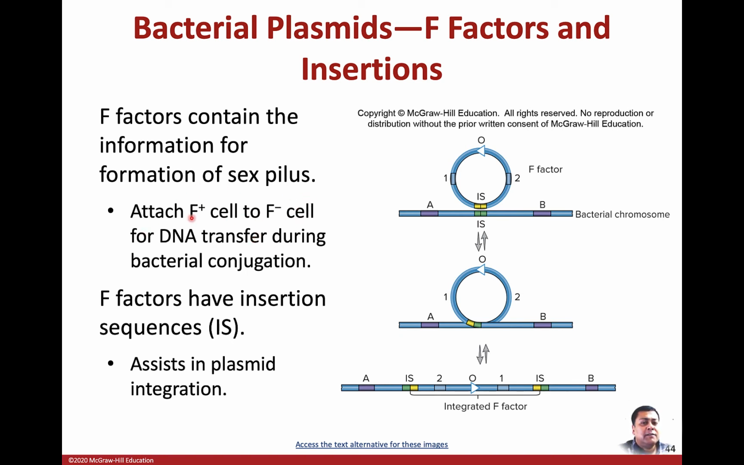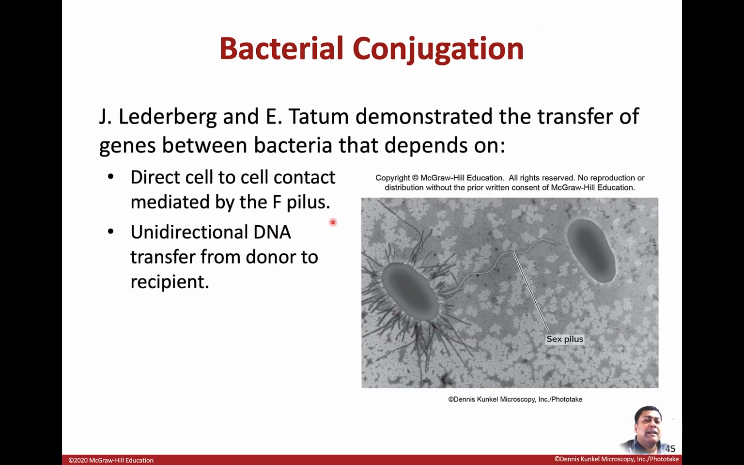So after transferring the F+ to the F-, this F- cell will become F+ as well. Lederberg and Tatum demonstrated that a transfer of the genes between the bacteria depends upon direct cell contact, and it's an unidirectional DNA transfer from donor to recipient. Suppose this is the donor and this is the recipient, so the F factor plasmid will be transferred from here to this bacteria. It's just a one-way traffic.